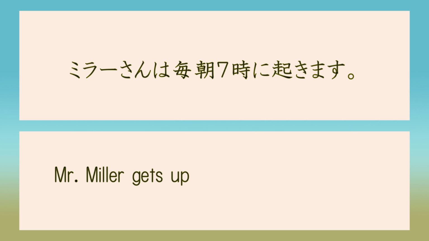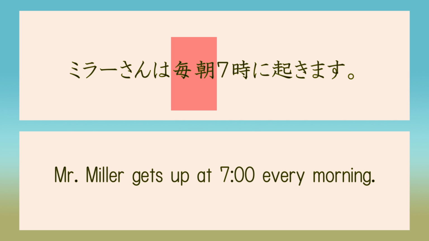From there we go backwards. So we have shichiji, shichiji ni, which is the time indicator, at 7. And then we have mai asa, which is also a time indicator, which means every morning. Therefore, our sentence is Mr. Miller gets up at 7 every morning. Now, let's have a look at the next sentence.